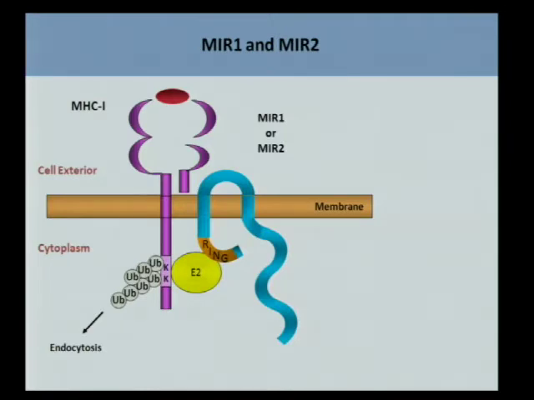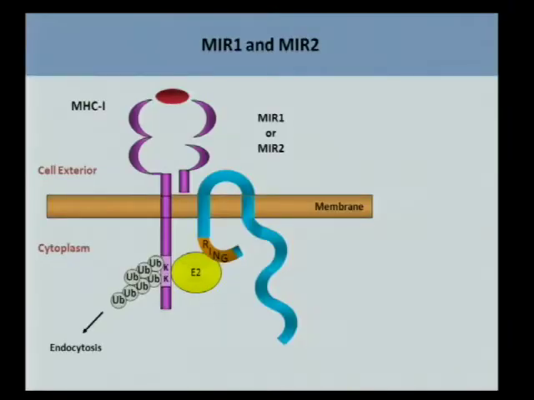So KSHV encodes two proteins that are capable of interfering with this MHC class 1 presentation pathway. They're called MIR-1 and MIR-2, which stands for Modulator of Immune Response 1 and 2. These two proteins are highly similar, with close to 50% sequence identity. As far as we can tell so far, they function via the same mechanisms. So that's the good news: if we find a drug that inhibits one, it will likely inhibit the other as well.